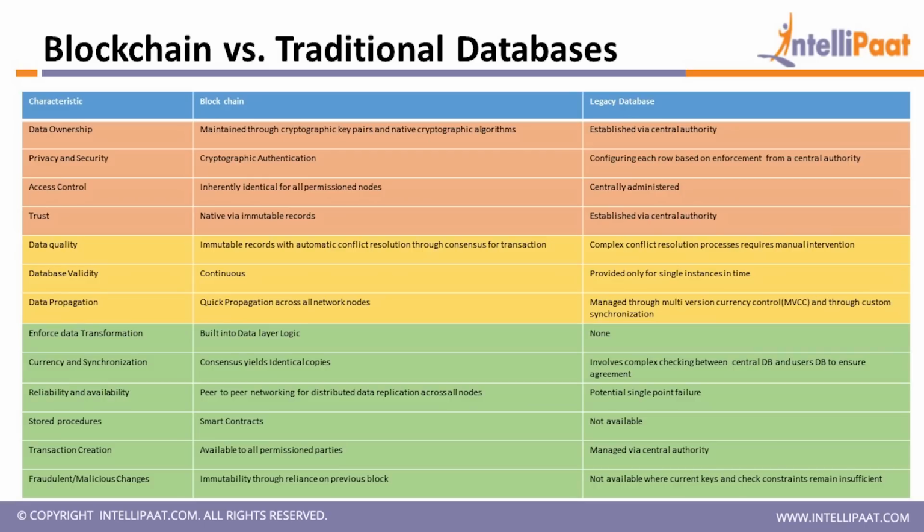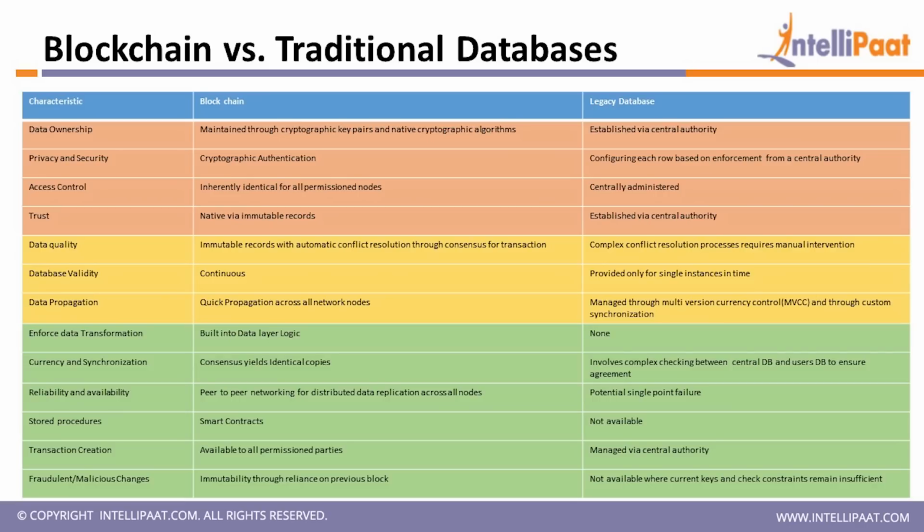Now comes data quality. Immutable records in blockchain with automatic conflict resolution through consensus for transactions. In blockchain, the logic is written in a way that the records become immutable, and while registering new blocks, conflicts are resolved using consensus between participating nodes. In databases, complex conflict resolution requires manual intervention, sometimes, to resolve the conflict and maintain data quality. Database validity. In blockchain, it is continuous. All database ledgers remain in sync and store the same copy of information, and always update it for each and every new block added. In legacy databases, it is provided for a single instance in time.